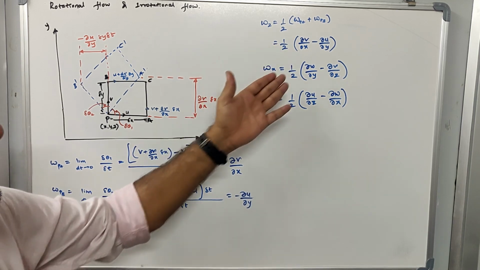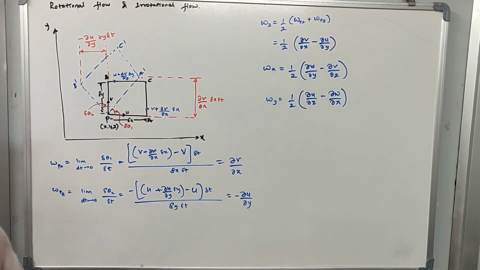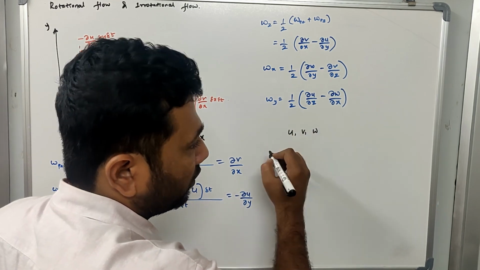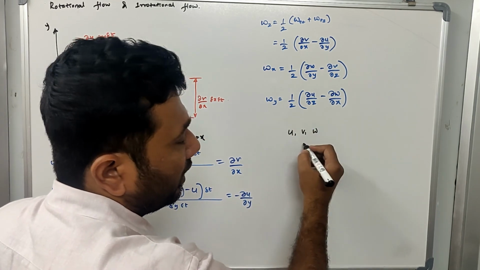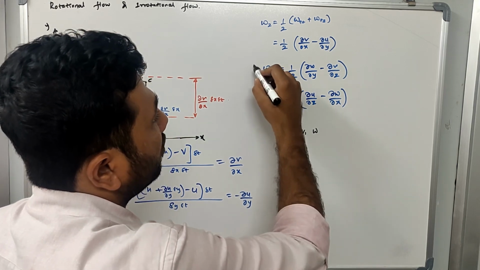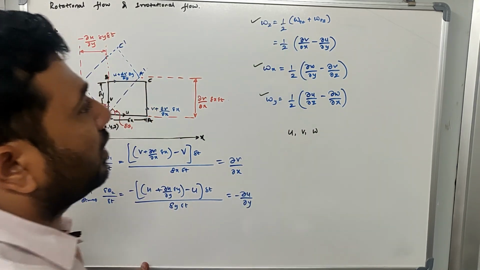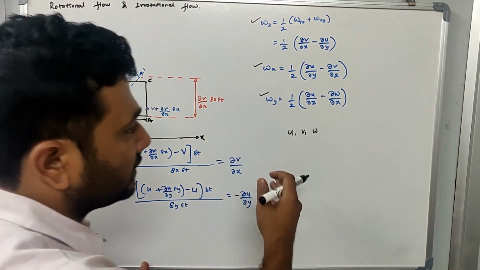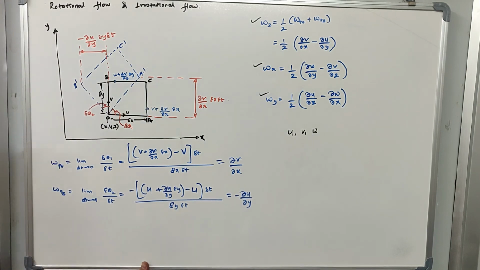Here, u, v and w are the velocity components in the x, y and z directions respectively. If you know the mathematical equations of u, v and w, you will be able to establish omega x, omega y and omega z. I hope this is very clear. Using these equations we can solve for rotation components in any direction you want.